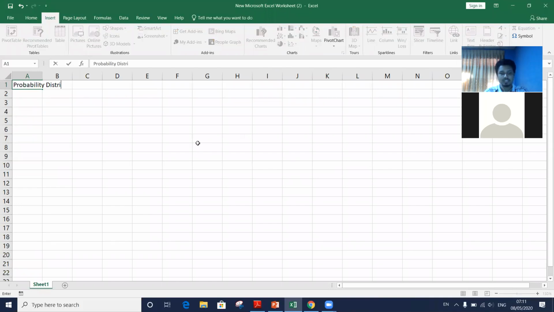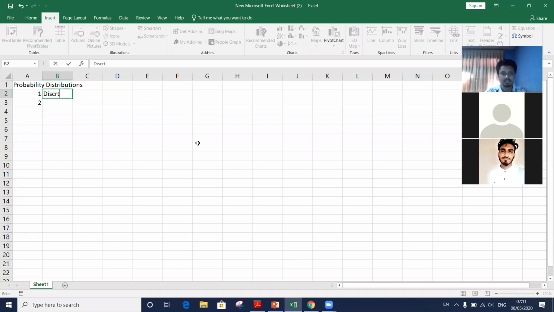Probability distributions we can classify into two parts. What? One we can identify as discrete and the other continuous. Yes, discrete and continuous. Discrete probability distributions and continuous probability distributions.